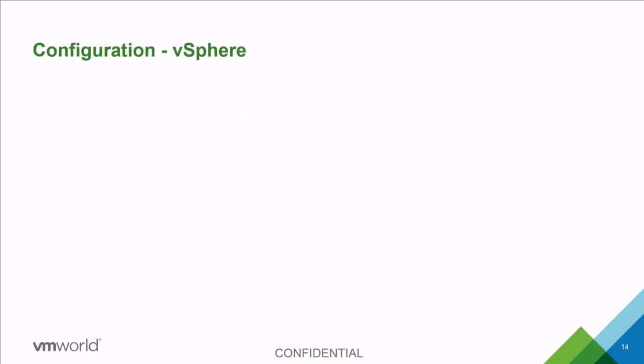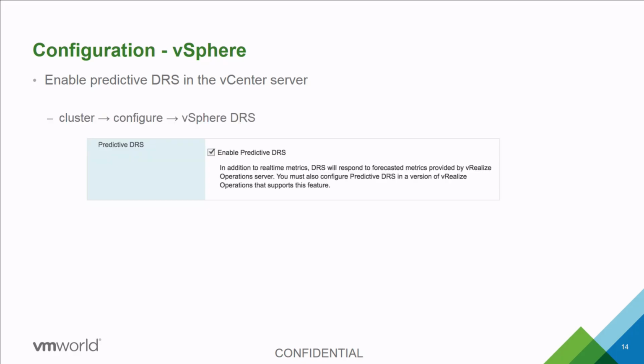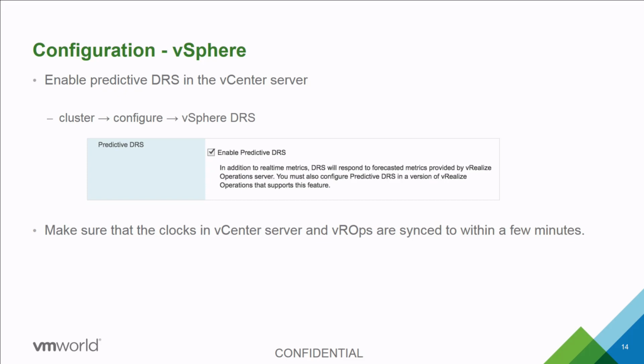Okay, so now how do we configure predictive DRS as a feature? Because you have two different products that this feature spans. So on the vSphere side, you need to enable the option in vCenter server. So you need to go to your cluster under the Configure tab for vSphere DRS. You need to enable a checkbox. That's it. But you need to make sure that you sync the clocks between your vCenter server and your VROps server. This is very important because the predictions that VROps is sending to vCenter server, they are time-based.